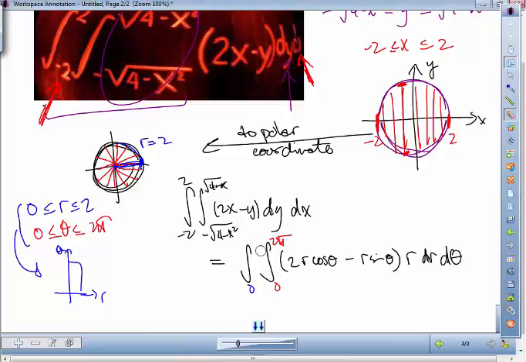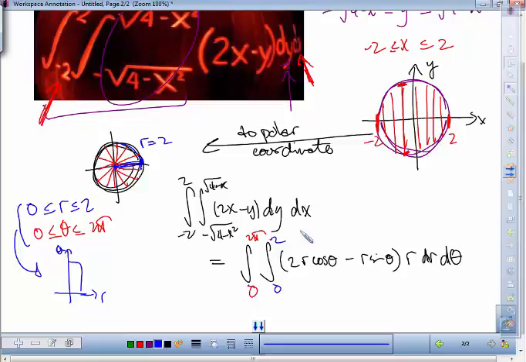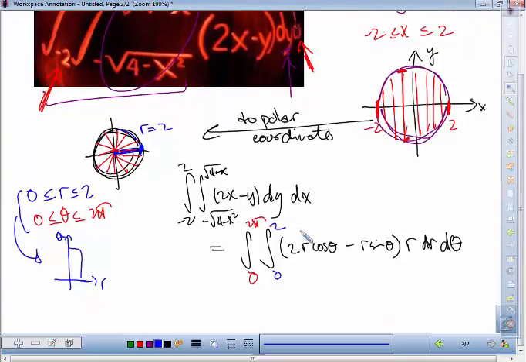Let's try that again. So theta goes from 0 to 2 pi, r goes from 0 to 2. Okay? All right. So normally we would be done here, but since I'm going to post this up on Facebook with the answers, I might as well go through and get the answer.